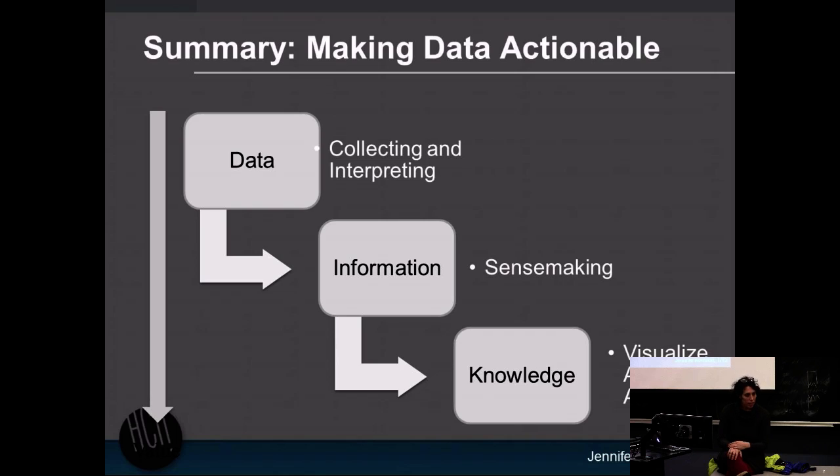Yes? It inherently has a bias because I came up with that visualization. So how do you include it?